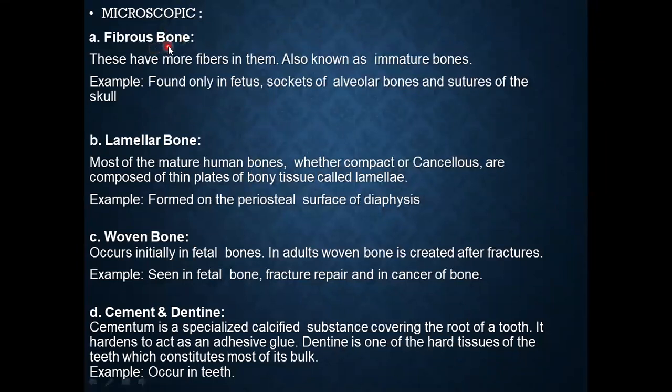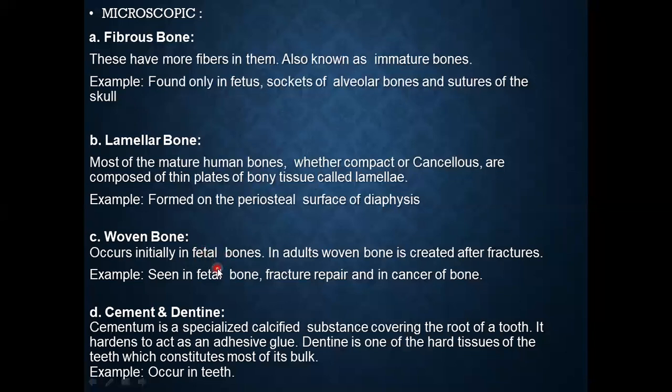The microscopic bone types are fibrous bone, lamellar bone, woven bone, cement, and dentine. Fibrous bone has more fibers in it and is also known as immature bone. Examples are found only in the fetus, in sockets of alveolar bones, and sutures of the skull. The lamellar bone is most of the mature human bone, whether compact or cancellous, and is composed of thin plates of bony tissue called lamellae. Examples are those formed on the periosteal surface of the diaphysis.